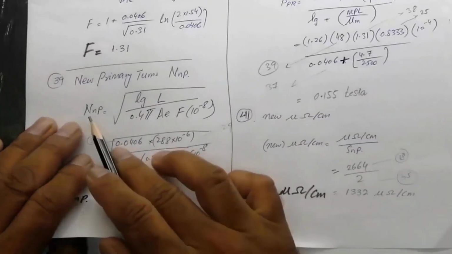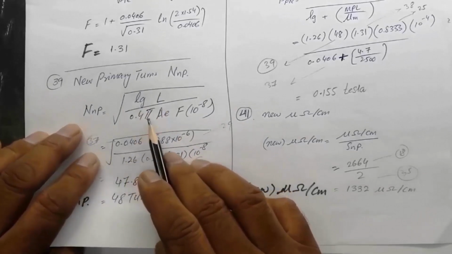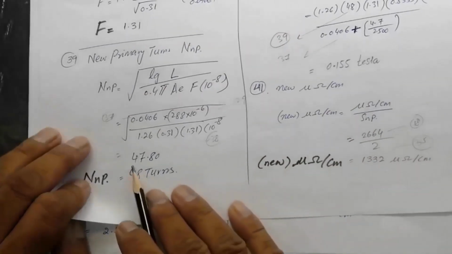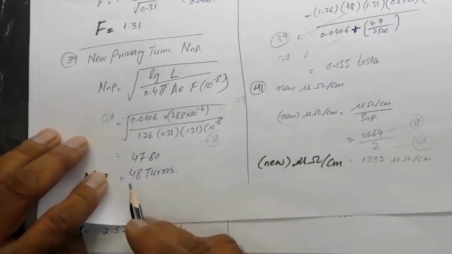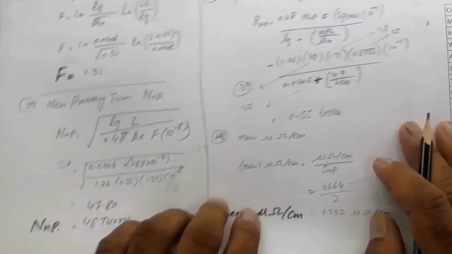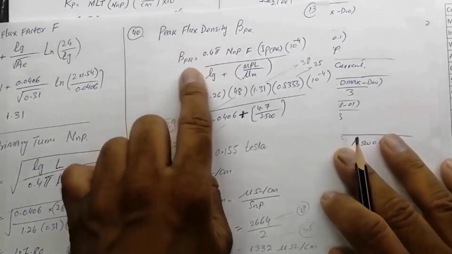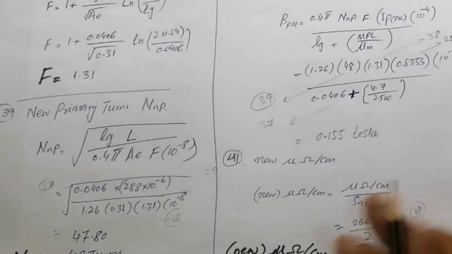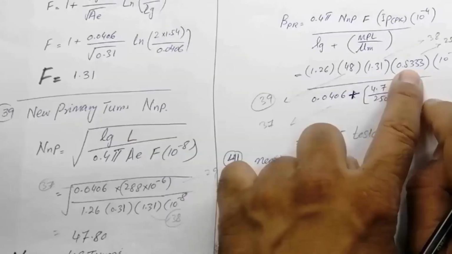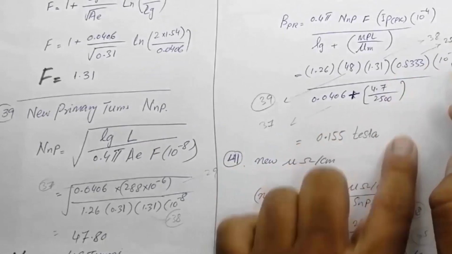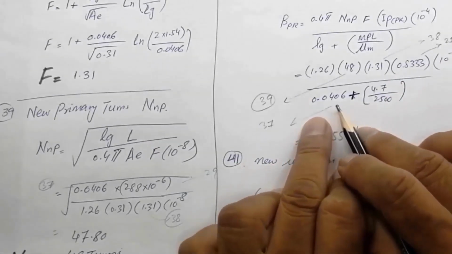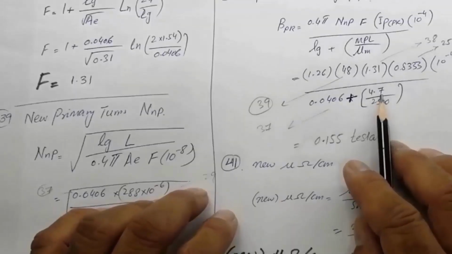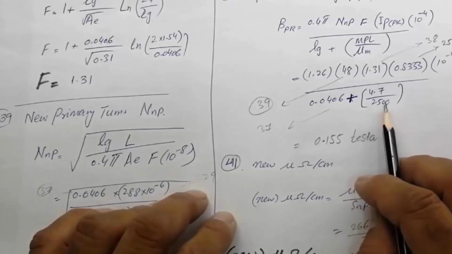Now the new primary turns NP: gap length, inductance, 0.4 pi, cross sectional area, fringing factor, 10 raised to power -8, whole under root. So it will come 47.8 turns. We will consider it 48 turns. Now we have to calculate the peak flux density: 0.4 pi N, 48 turns here, 1.31 that is the fringing factor, 0.833 that is the peak primary current, 10 raised to power 4, 0.406 that is the gap length we calculated in step number 37, 4.7 that is the magnetic path length, and 2500.